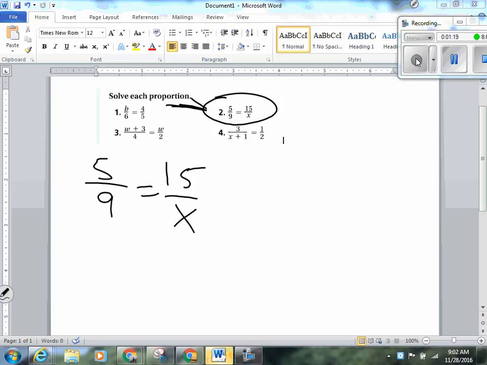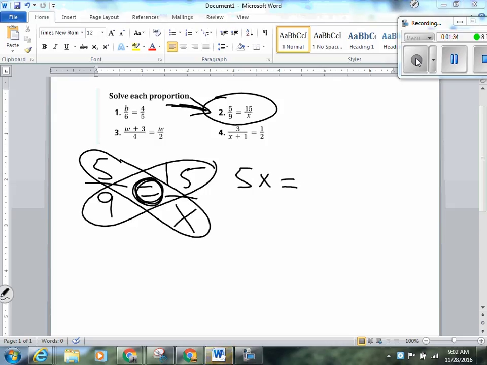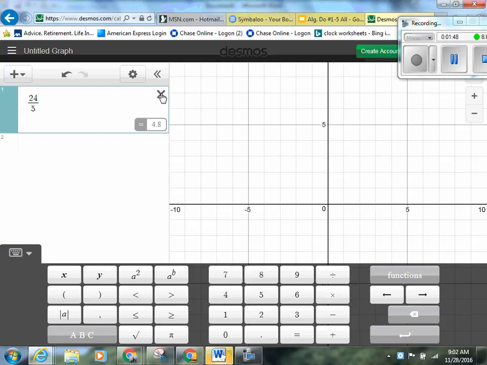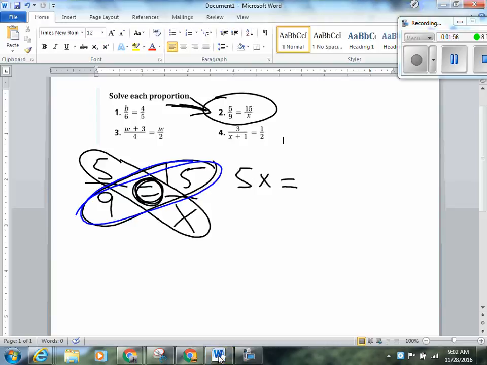Doing number 2 right now. Same as before. Cross multiply. 5 times x is 5x. Write the equal sign. 15 times 9. Go to your calculator. 15 times 9. Take a look at that over here. 15 times 9. That gives us 135. Look back over here. Put 135 right here.